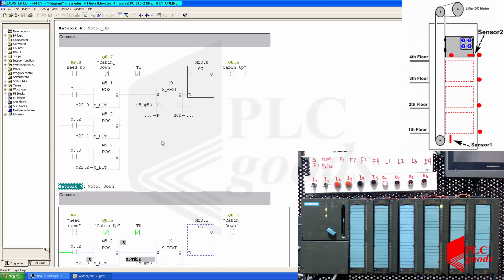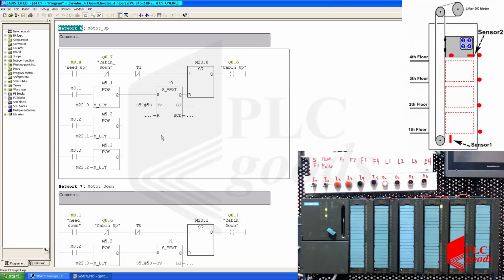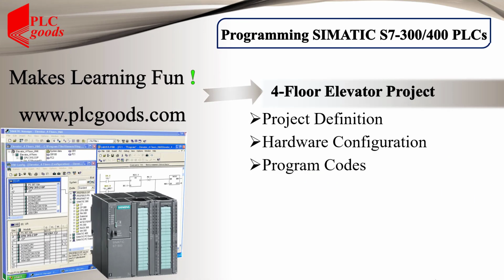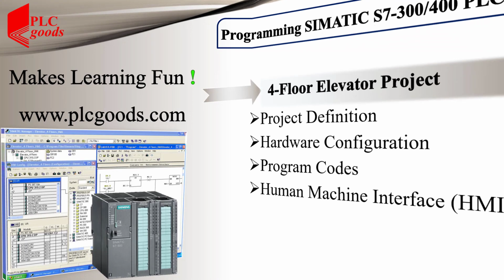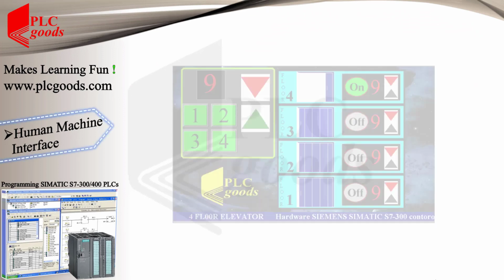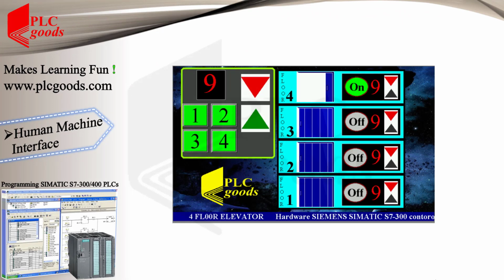Alright, I hope this simple project using SIMATIC Manager is useful for you. Now, I wanna connect an HMI to my PLC to monitor the 4-floor elevator system. Okay, this is my design screen. Let me explain its main parts.